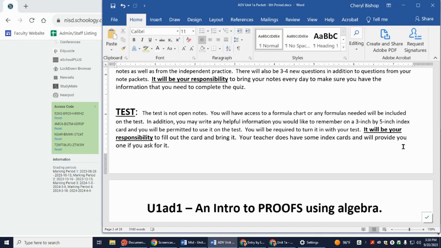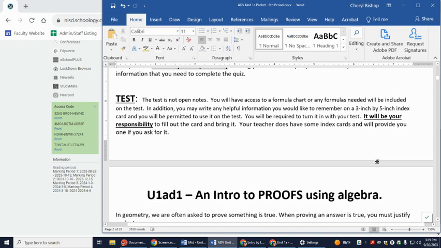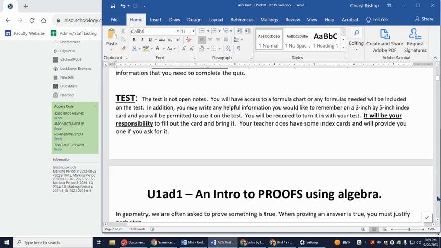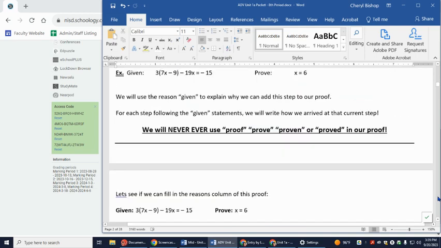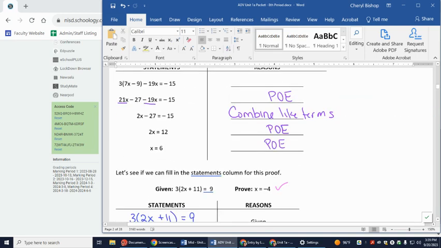We made sure to put it on there for you, but if you want a formula chart, I can always give you one. Okay? And then remember, if there's anything you want to know that you don't think you're going to remember, you can always put anything on a 3-inch by 5-inch note card and bring that, and you turn it in with the test if you use it on the test. Okay? It's your responsibility to find the card and bring it, or to fill out the card and bring it. I do have some after the review. If you want one, I can give you one. Okay? All right, so let's look at the review.